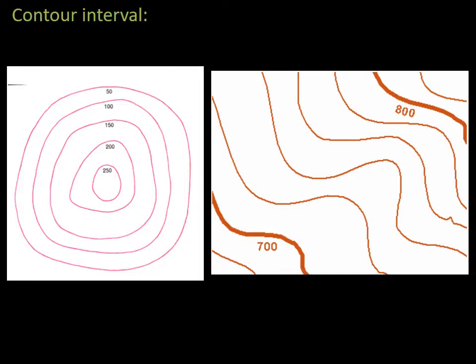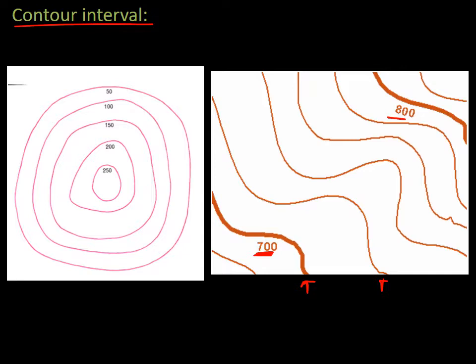Another feature of maps, contour maps or topo maps, is called the contour interval. This is the difference in elevation of adjacent lines. This one is labeled, but there's a bunch of lines in between this one and this one. So the contour interval is the difference, say, between the elevation of this line and this line. And we can figure it out.